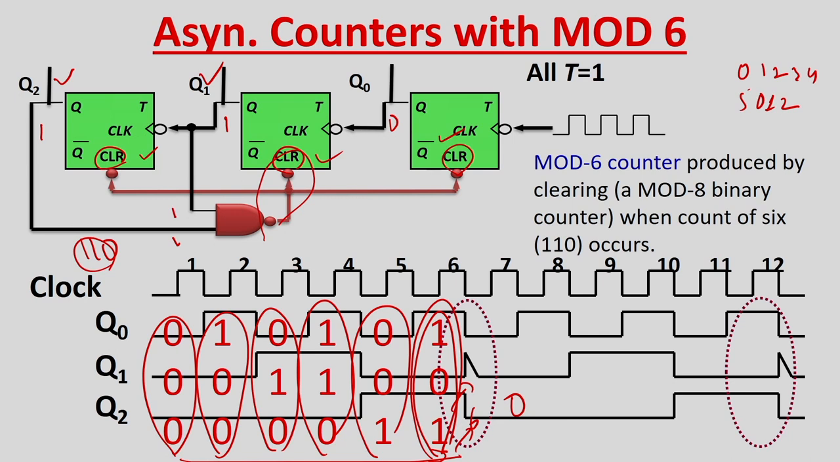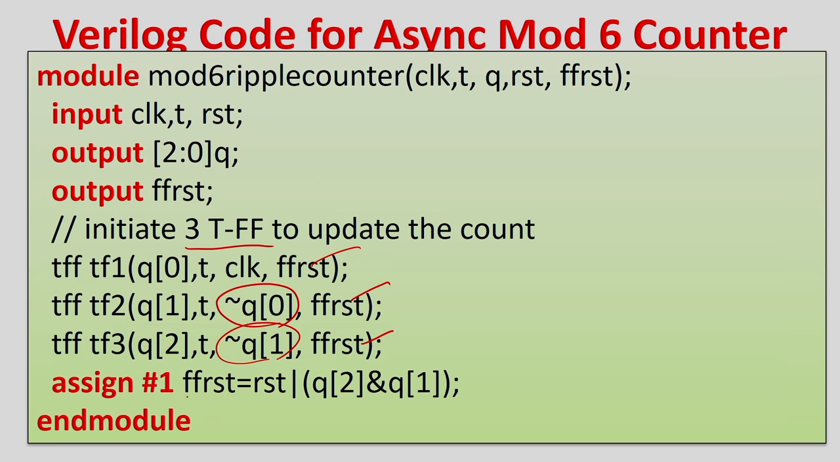What we are doing is with the reset signals. In the earlier case, these reset signals we are getting after a 1 second delay. So, the flip-flop reset signal is equal to external reset, or if Q2 and Q1 are equal to 1.